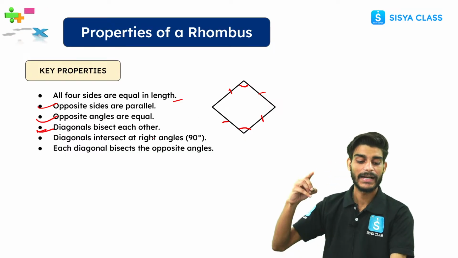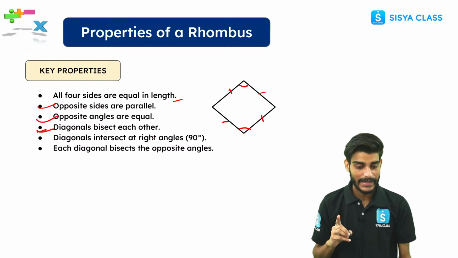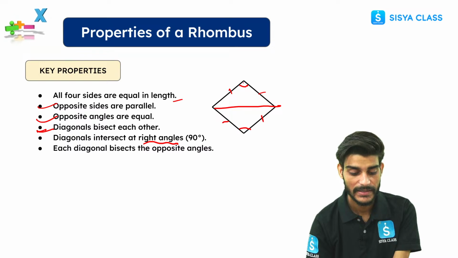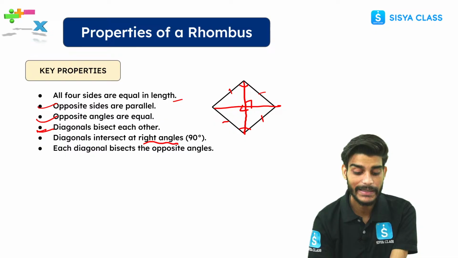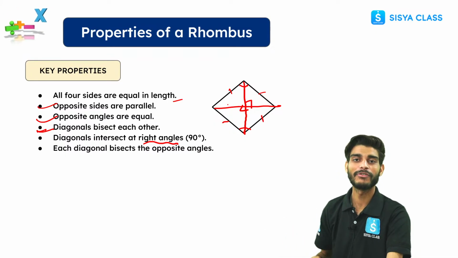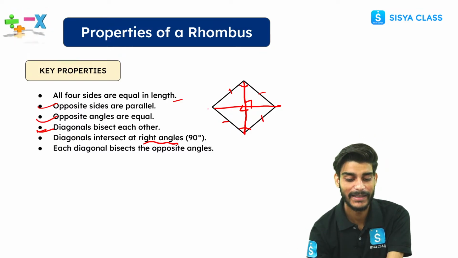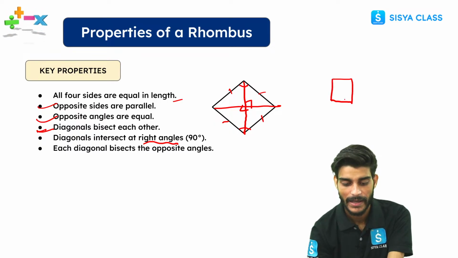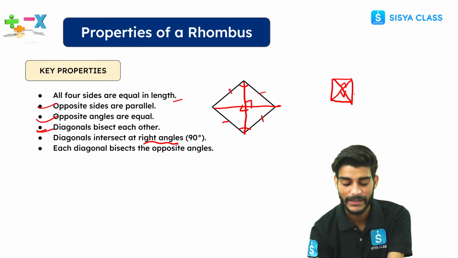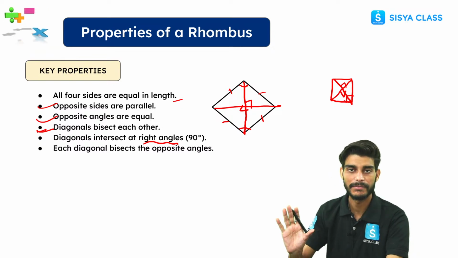Diagonals intersect each other at 90 degrees. This is important. That is basically saying that if this is a diagonal, the angle between them equals 90 degrees, like in squares. So what is the difference between square and a rhombus? The only difference is that the angle between the sides is 90 degrees in a square. This is the only difference between square and a rhombus.